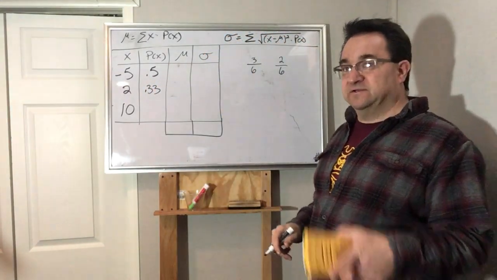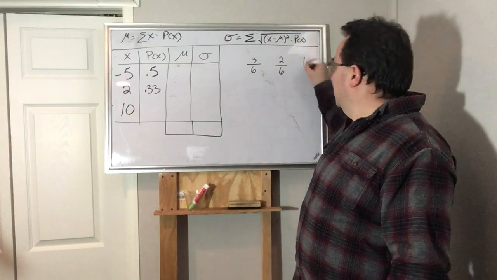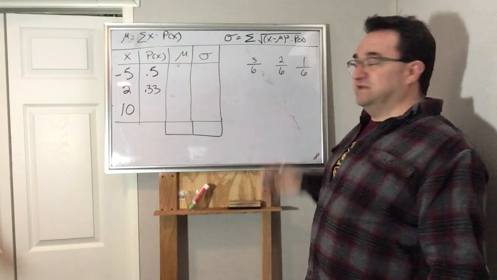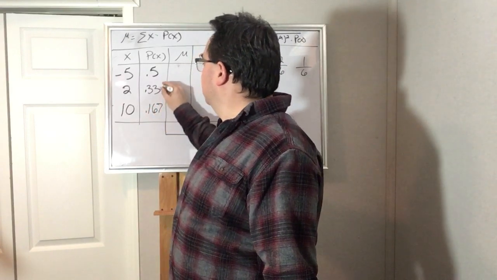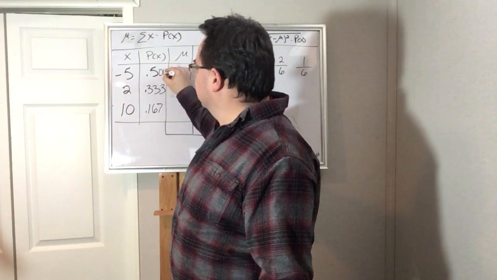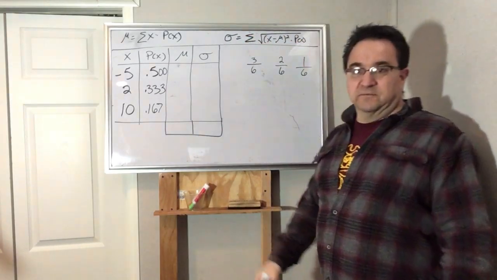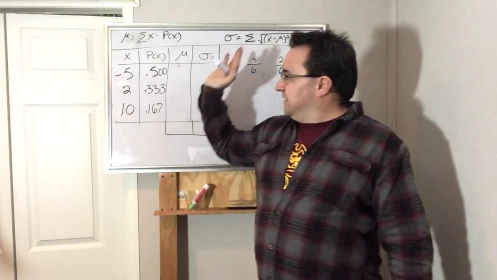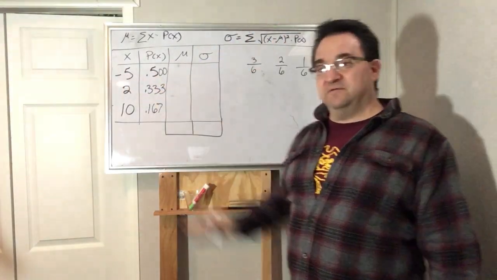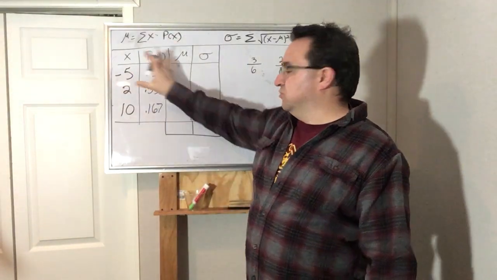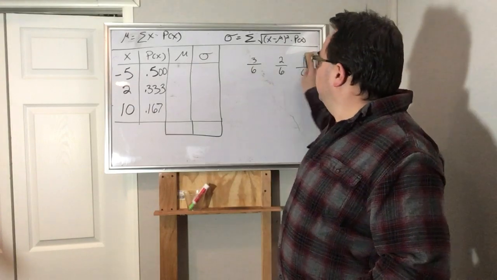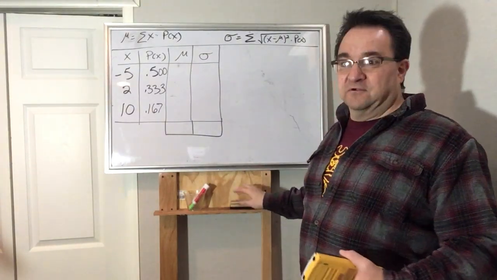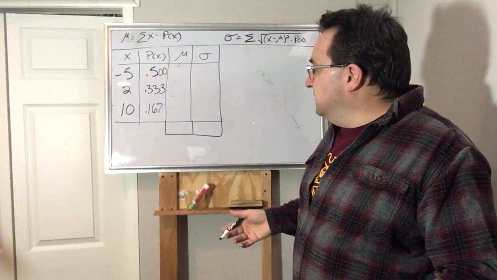Finally, I get $10 if I roll a 1. That is 1 desirable outcome out of 6 total, which would be 0.167. And let's just make them all 3 decimals just for uniformity. So there are my outcomes with their associated probabilities, and that creates a probability distribution. Well, what are we going to do with that? We are going to make a histogram. That's what we'll do next.